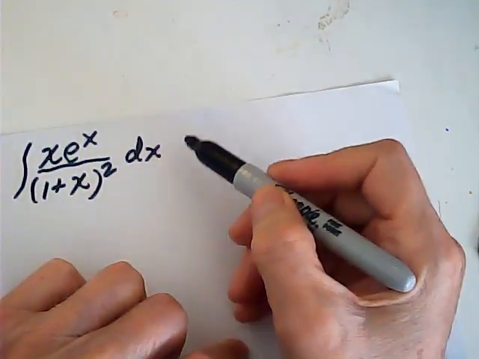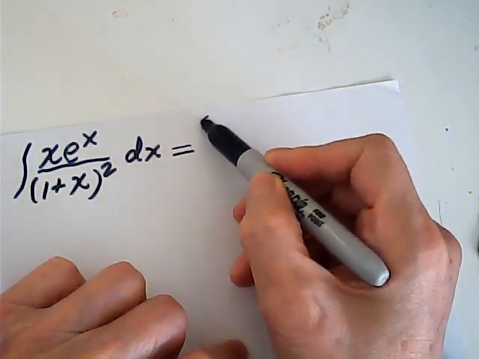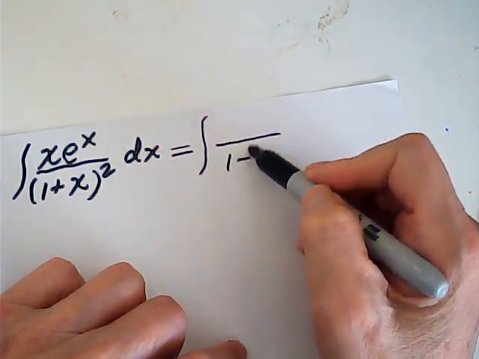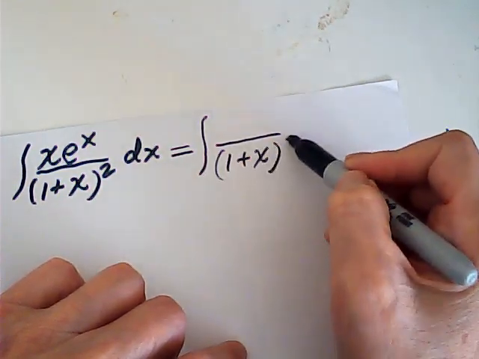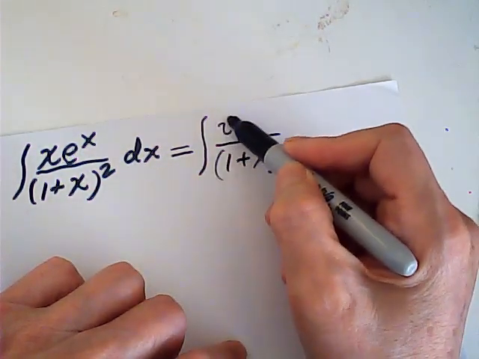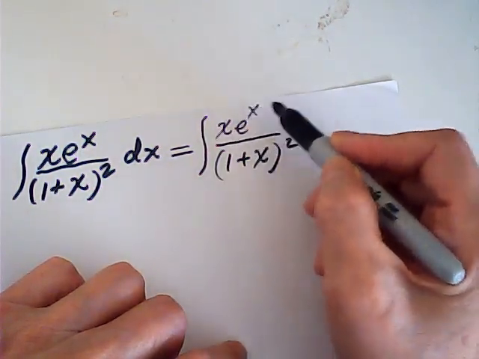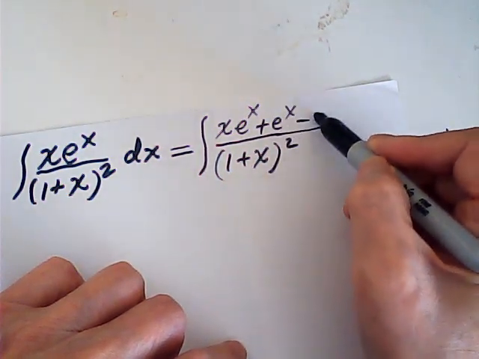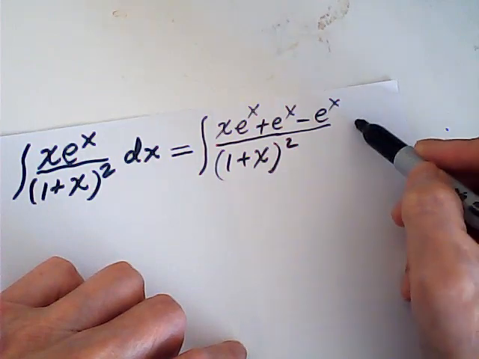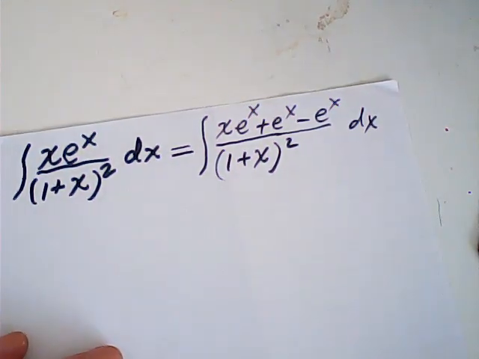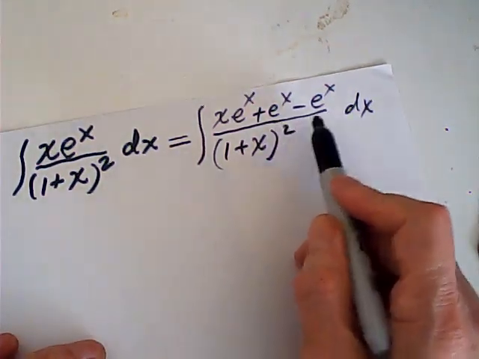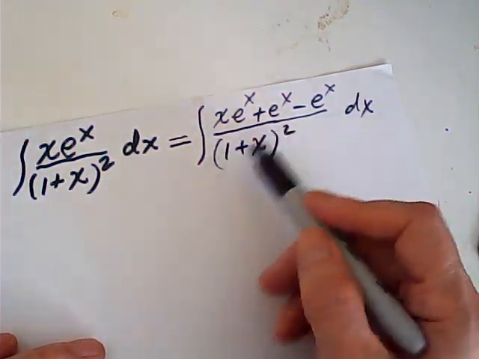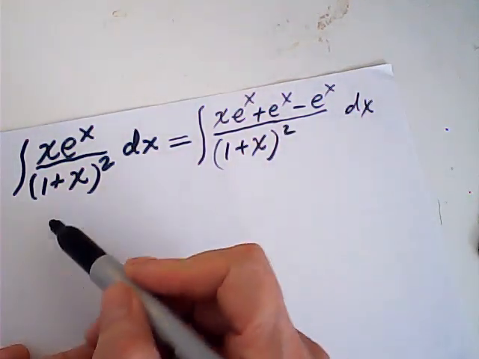Okay, now this integral I can do: the integral of (x e to the x) over (1 plus x squared), and here I can add e to the x minus e to the x, dx. The reason for adding and subtracting e to the x is that I want to simplify the fraction.